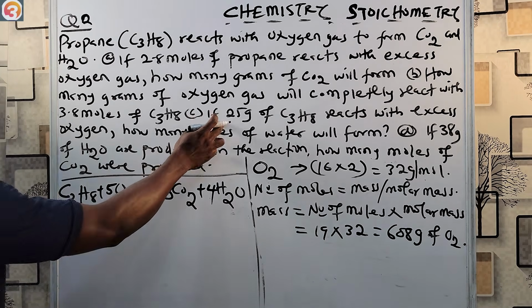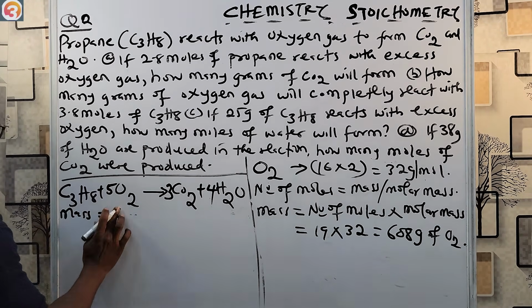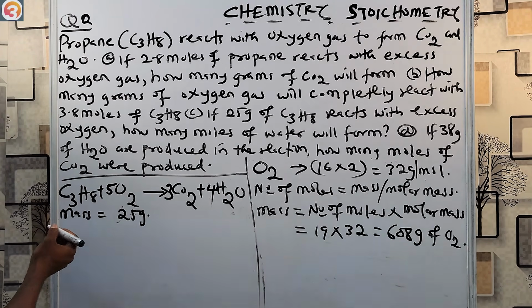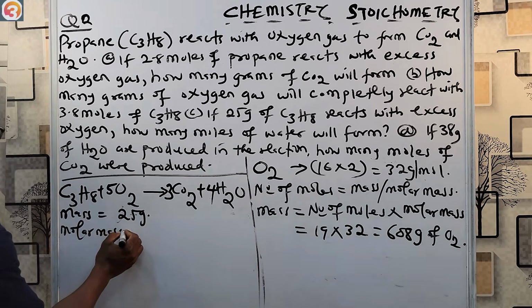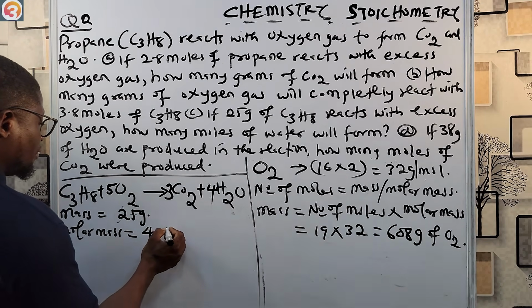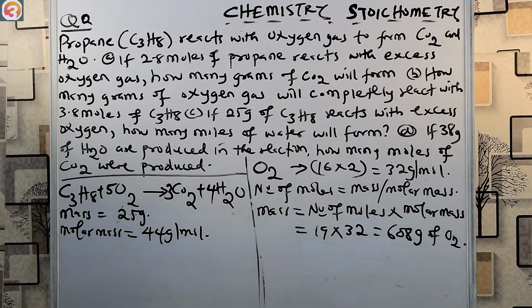So now let's go ahead. We know mass to be 25 grams. So molar mass of C3H8. What is the molar mass of C3H8? We calculated it before to be 44 grams per mole. All right, if you remember. So we're not going to go over that again.